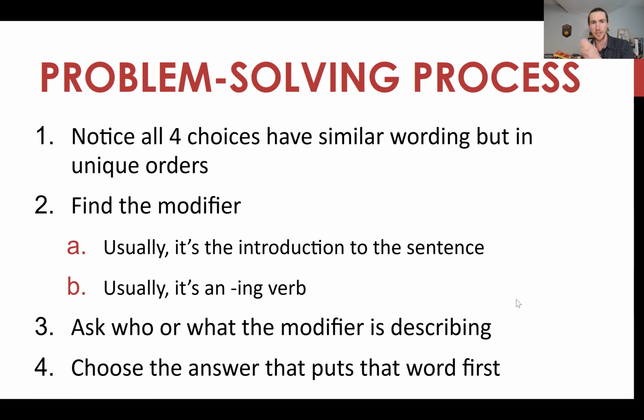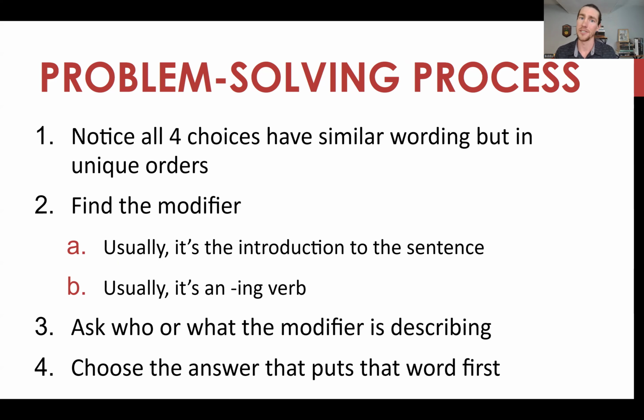So here's the process for actually solving these questions. First, we have to recognize the question. What you notice is all 4 choices have similar wording, but the words are rearranged. Okay, the words are in unique orders to each other. That's the first thing you have to do, is recognize. The next step is find the actual modifier, find the describing phrase. Usually it's at the beginning of the sentence, right before the blank. Usually there's also an ing word in there. Next, you ask who or what that modifier is describing. And finally, you choose the right answer, the answer that puts that word first.